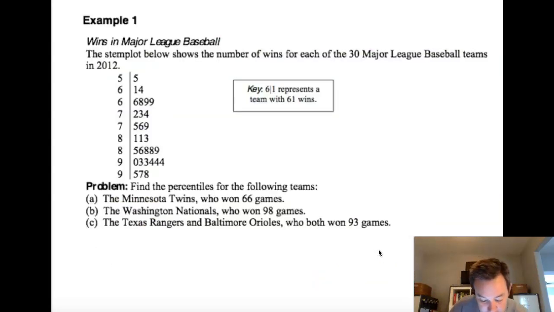All right. So student example: the stem plot below shows the number of wins for each of the 30 Major League Baseball teams in 2012. A, find the percentiles for the following teams. First, the Minnesota Twins, who won 66 games. That's the piece of data we're looking at. There are 1, 2, 3 observations below that. So to compute it, we're just going to do 3 out of 30, which is 0.1.